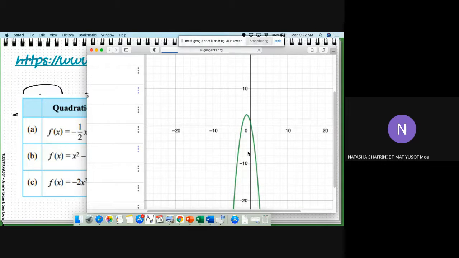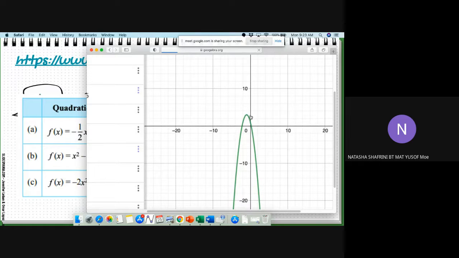Coordinates of point. 0.5. 1.5. Ya ke? -1, 3. Okay, careful tengok ni. Box yang kecil ni represent 2 tau. 2, -2. Sini -4, -6, -8. So here is -1. Okay, sini pun represent 2. 2, so sini akan jadi 3. So your coordinates of maximum point will be -1, 3.